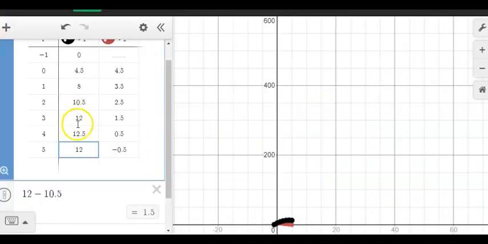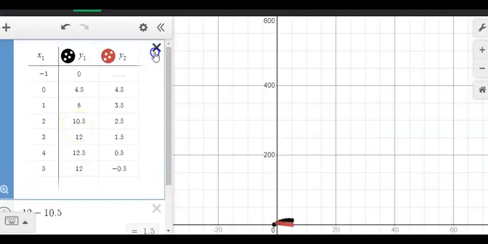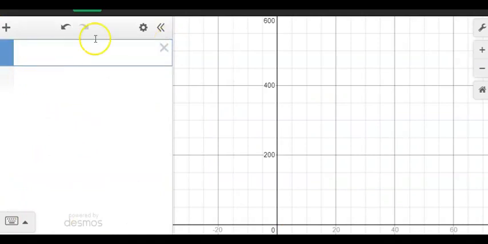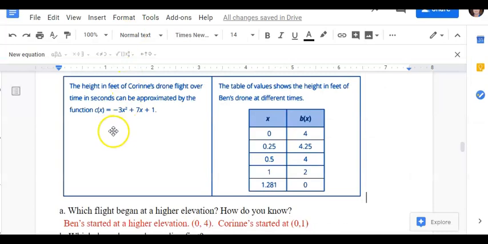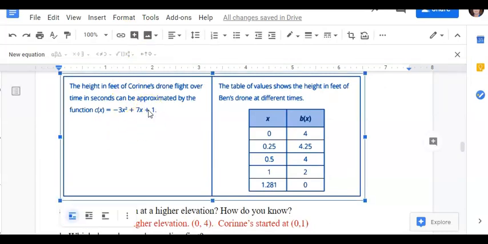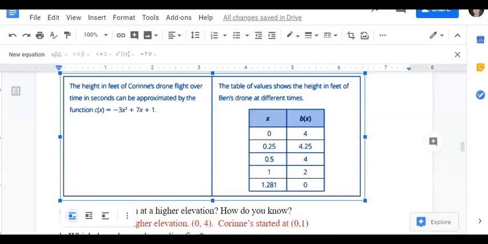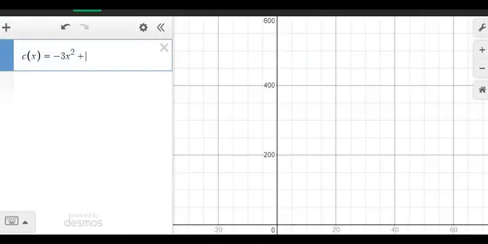So I do want to come back over here to my Desmos and put a graph in here so I can see what's going on. I'm going to X those two out, and then let's take Corinne's. I can't copy hers, unfortunately, so I'm going to have to type it in. C of x equals -3x squared plus 7x plus 1.